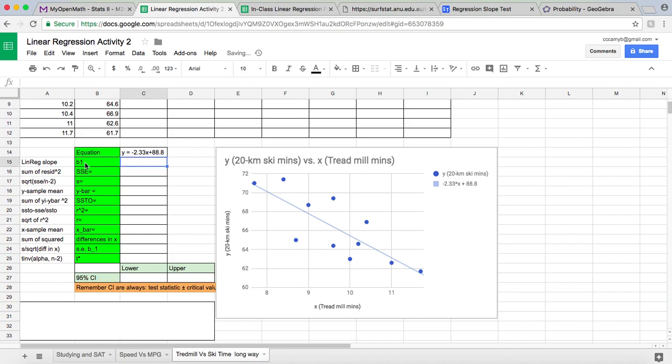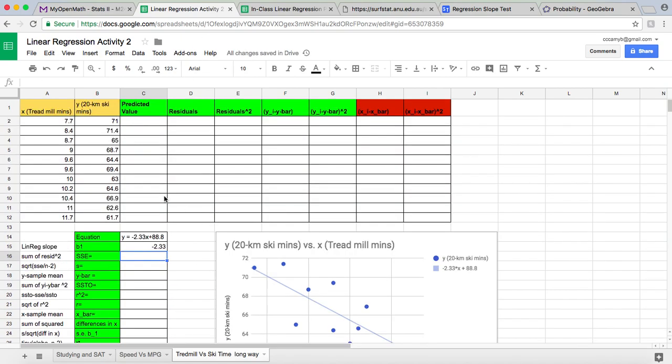All right. And from that, we're going to take the b1. B1, remember, little b1, that is your test statistic. That is the slope of your line. So we're just going to take that negative 2.33, hit enter.